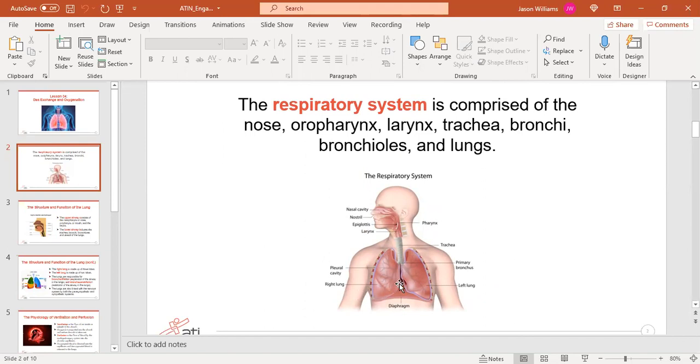And of course, when we're breathing in oxygen, we are blowing out CO2. CO2 is a waste. The body produces multiple types of waste: CO2, urine, stool. But when we are breathing in oxygen, we are blowing out CO2.